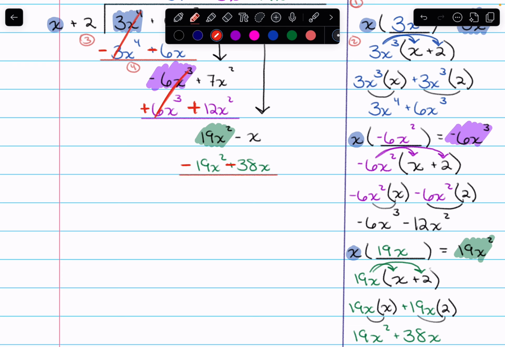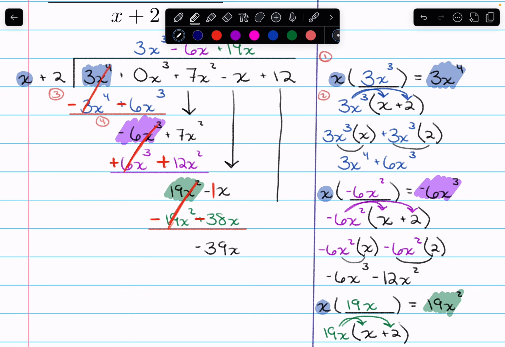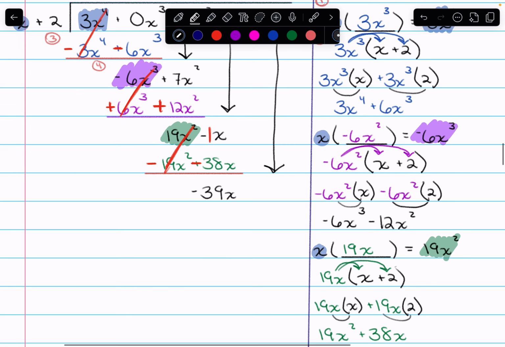Step 4, collect your like terms, pull down your next term if you can. 19x squared minus 19x squared is 0. That's what we want to happen. And then a negative 1, sometimes it's easier to see it if you write it, minus 38 is a negative 39x. And then we have one more term to pull down. This will be the last term. Since we're pulling down the last term, this will be the last time we go through our process, plus 12.